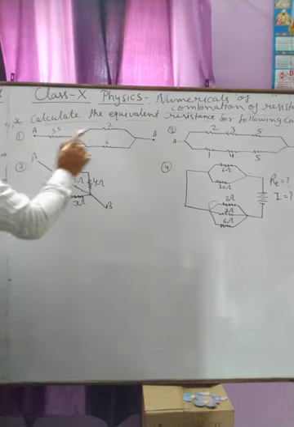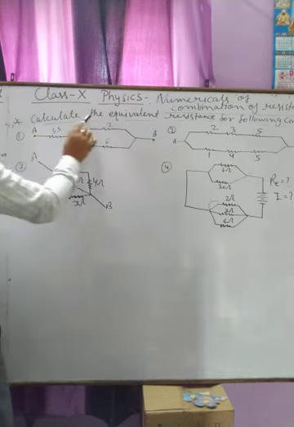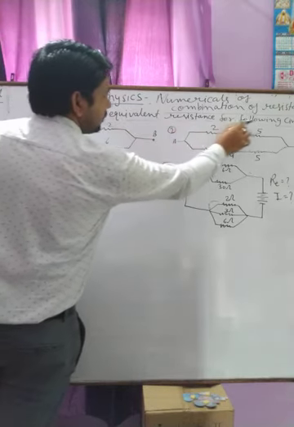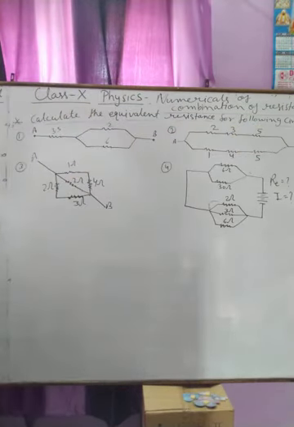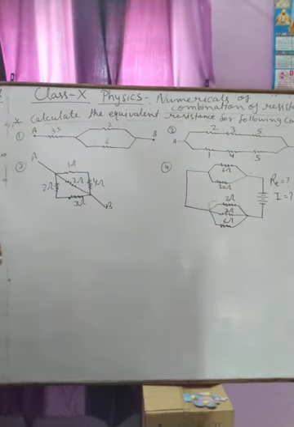First question for every problem is: calculate the equivalent resistance for the following circuit. We have four circuits. In all circuits we need to calculate the equivalent resistance, and in these four we need to calculate the current I also. Okay, now we solve the first circuit.